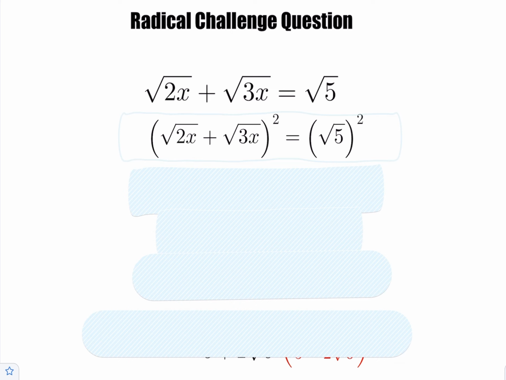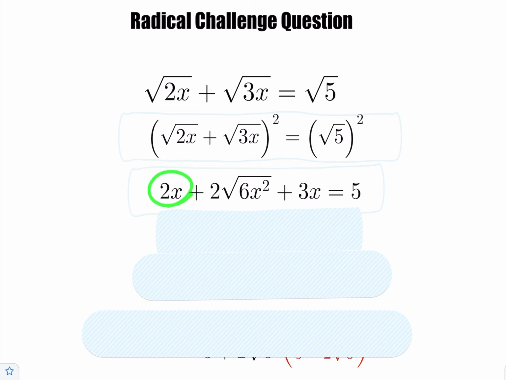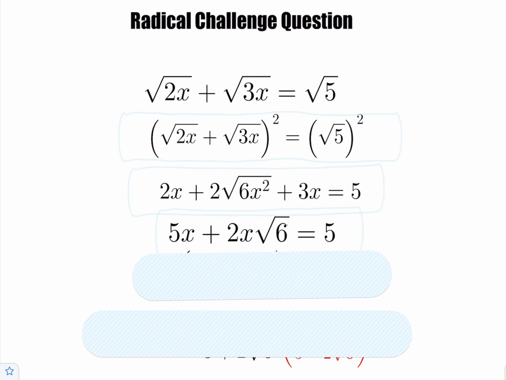You're going to square the first, plus the first times second times 2, and then square the last, giving us 2x plus 2 root 6x squared plus 3x equals 5. Now we're going to go ahead and collect like terms here. You can see I can collect up the 2x and the 3x together. You'll notice we can take the x squared out of that square root symbol, giving us 2x in the front here.